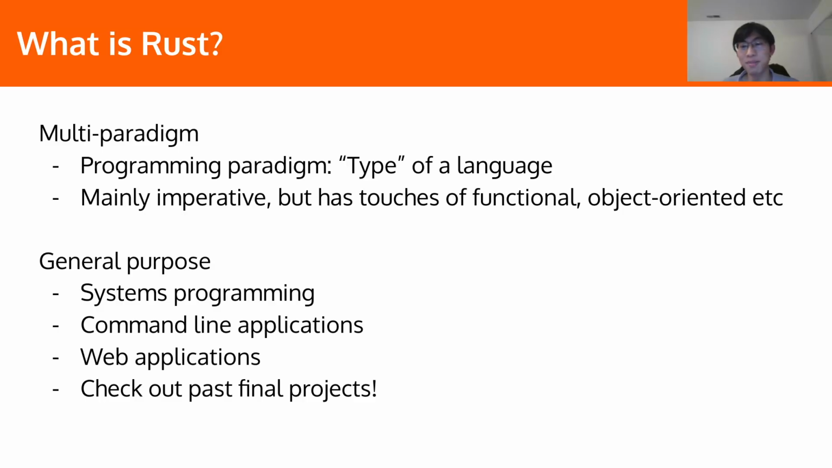To get maybe a better idea of what is possible with Rust, you can look at all the past final projects that have been done for this course, right? So Rust is a very general purpose programming language. Although it's well suited to systems programming, it actually is able to do a lot of different tasks.